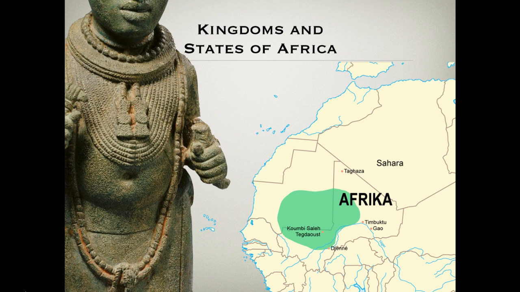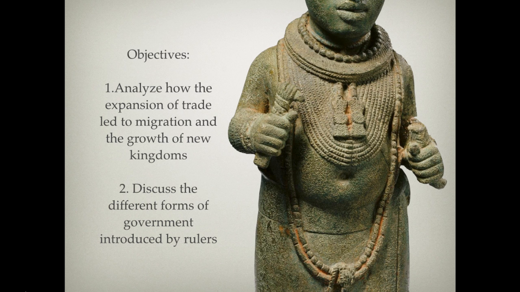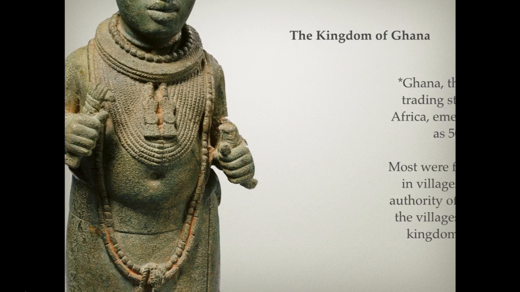Kingdoms and States of Africa. The objectives are: 1. Analyze how the expansion of trade led to migration and the growth of new kingdoms. And 2, discuss the different forms of government introduced by rulers.